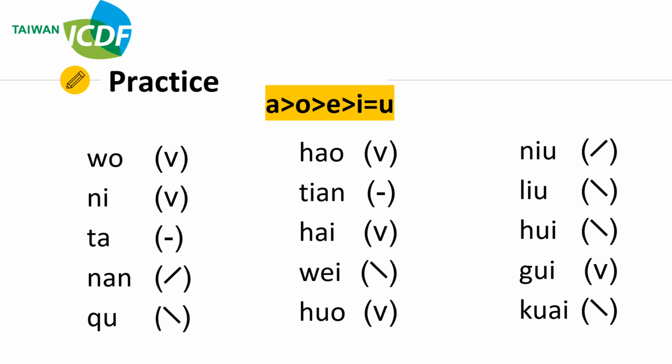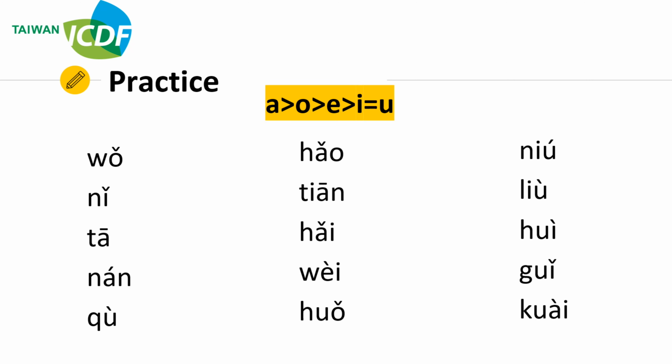Here are some practices. There are pinyin and tone marks in the brackets. Remember the order a, o, e, i, u. If you would like, you could pause this video first and we will check the answers together later. Let's see the answers now.